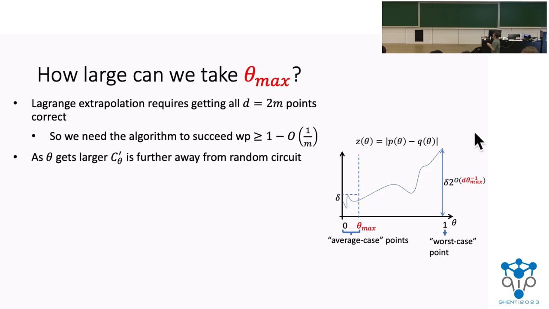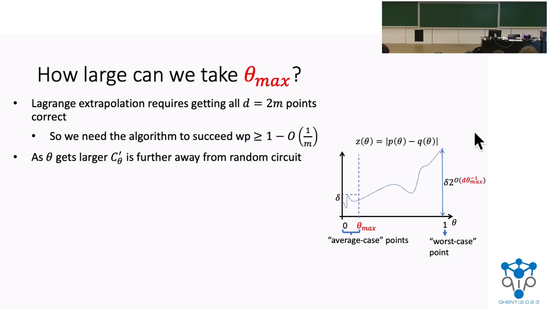Okay, but let's think about what that means in terms of the way we just showed about scrambling our circuit, right? Well, we sort of want to take theta max to be as large as possible because we really want the points that we're considering, our extrapolation points, to be very close to our worst case point, right? That's going to minimize the blow up, this Paturi blow up.